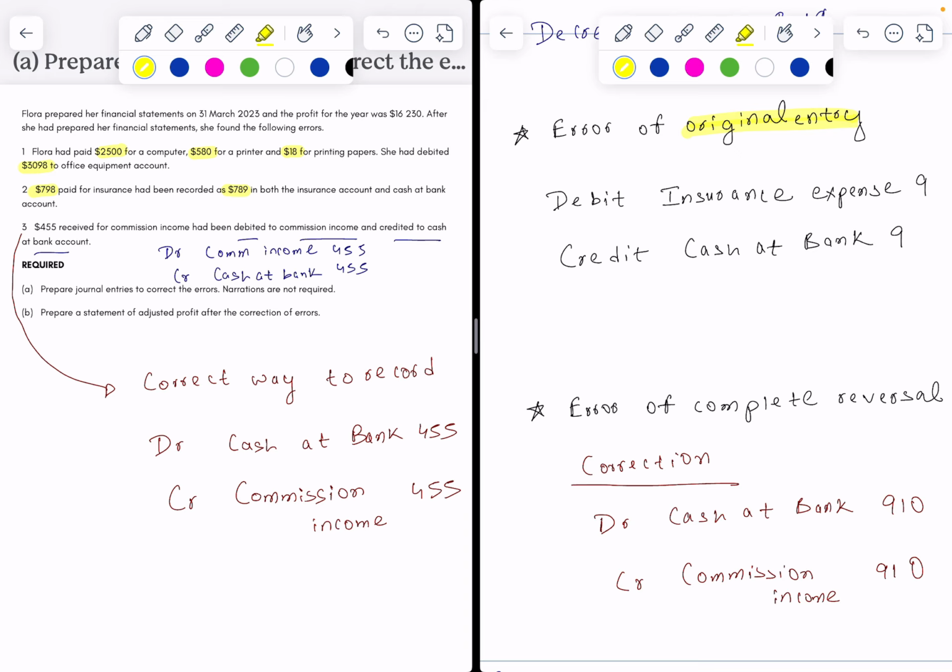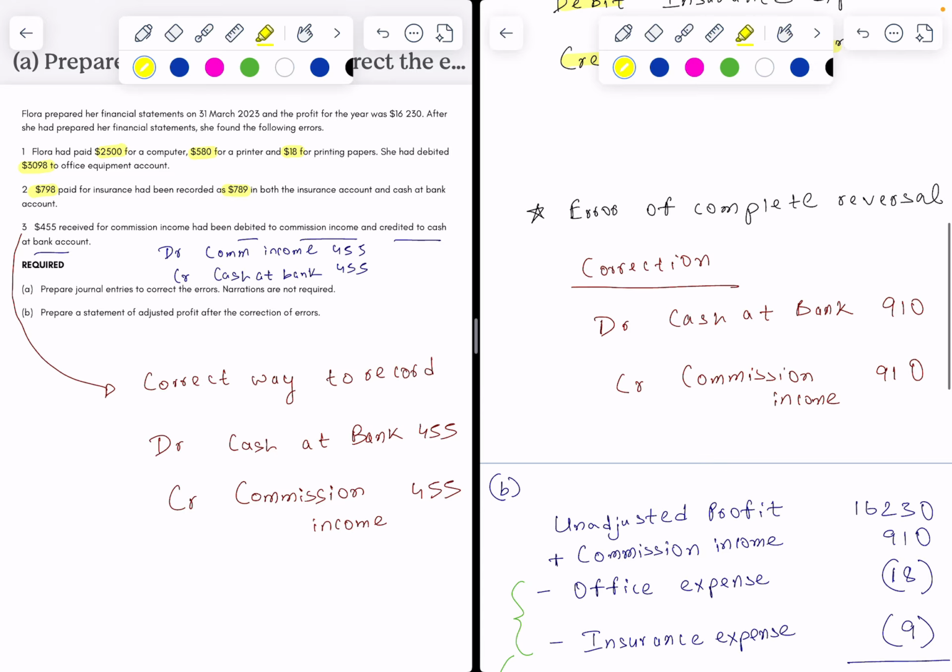So when we are paying for insurance, our cash at bank will obviously go down in value, but it now needs to go down in value by a further $9. So we are crediting the cash at bank account by $9. And simultaneously, our expenses are increasing by $9. When expenses increase, we debit them. So we debit the insurance expense by $9. So now let's look into the third transaction which we've got.